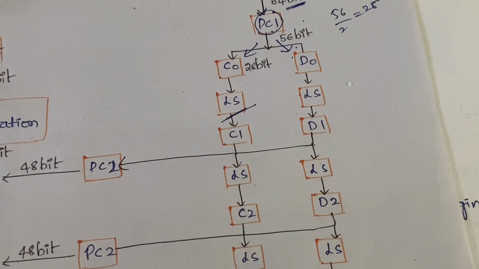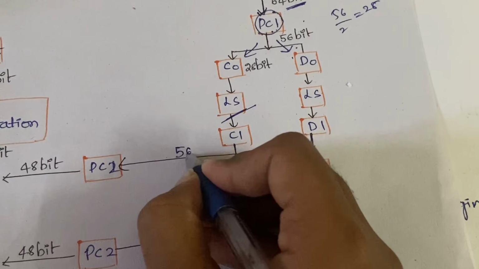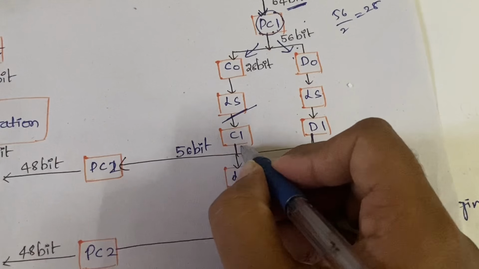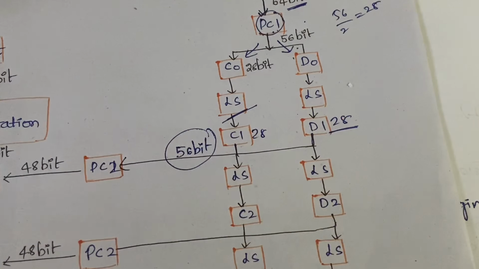Now the C1 and D1 are combined. So when you combine the C1 and D1, how much will you be getting? You will be getting a 56 bit output, because this is 28 and this is 28. So again you will be getting the 56 bit.